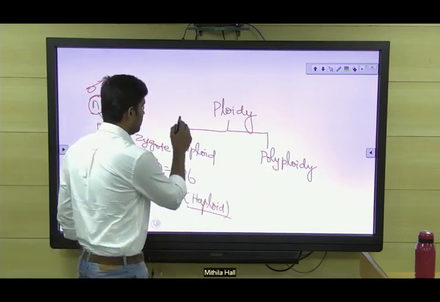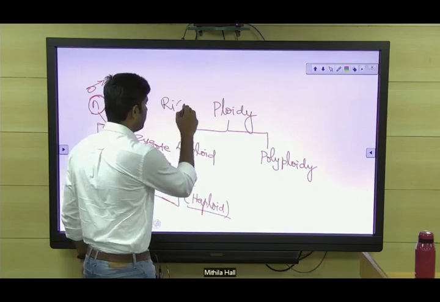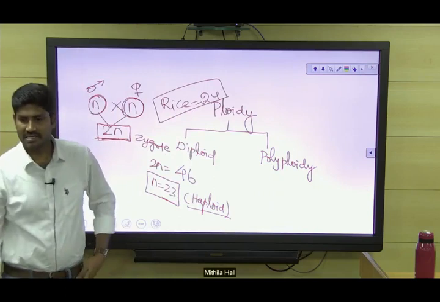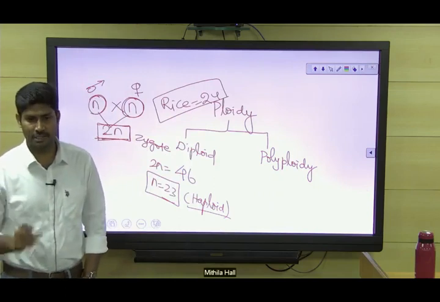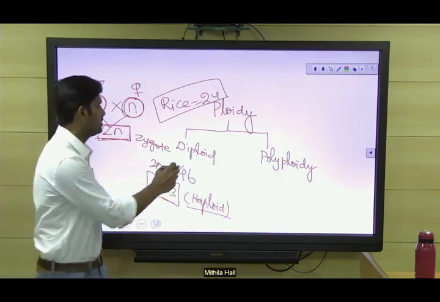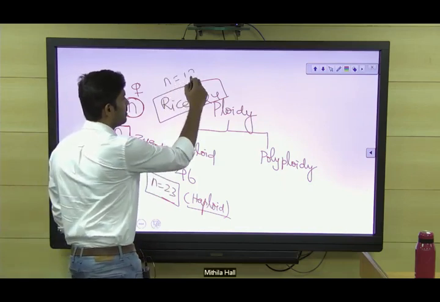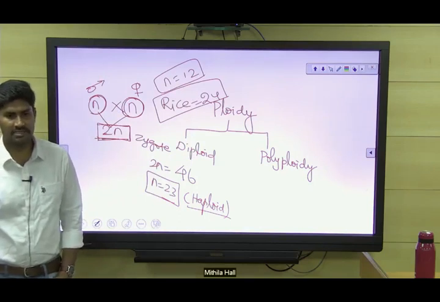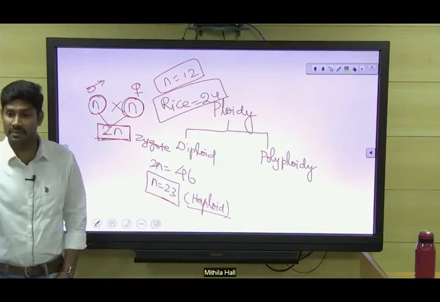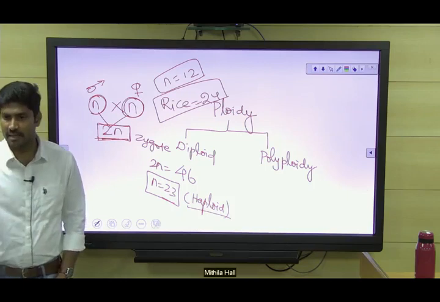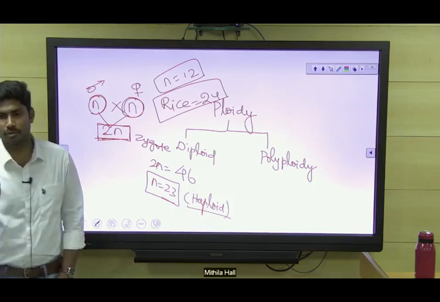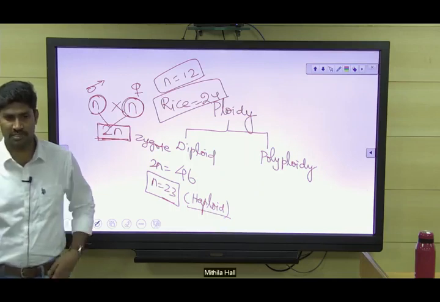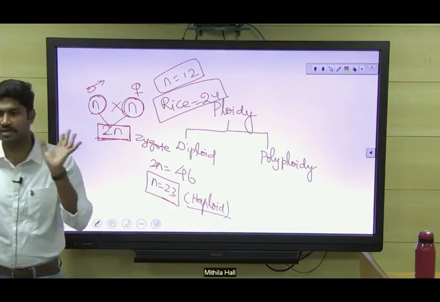And one more diploid individual, rice, a very common example. 2n equals 24. Rice is a diploid crop plant. It contains two sets of chromosomes, 2n equals 24. That means what is the haploid number for rice? 12. That is the haploid number for rice. In the rice plant, the male anther and the female pistil contain only half the chromosome number, 12. So during fertilization they combine together to produce the normal diploid individual.